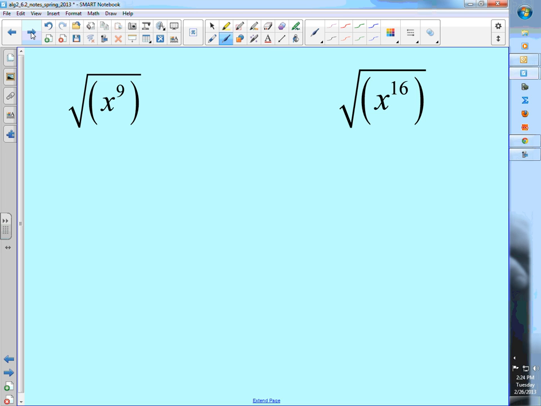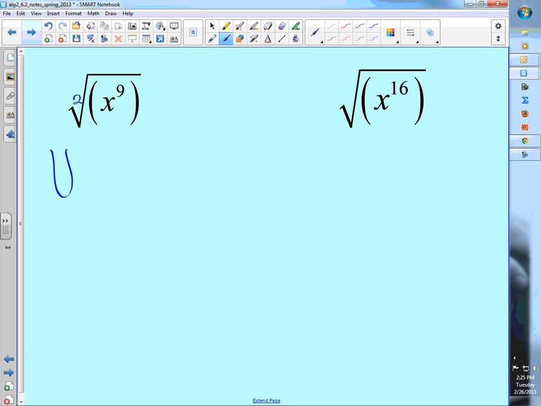The one on the left, is it simplified? Why not? Correct. The square root of x to the 9th. The common mistake on the first day, today, is to say, oh, Mr. Lockley, that's x to the 3rd. We are not square rooting the 9. We are square rooting x to the 9th. And x to the 9th is not a perfect square, because 9 divided by 2 is not an integer.